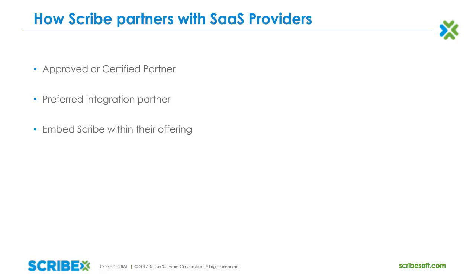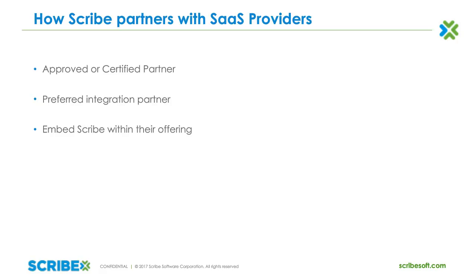We also will partner with some. We may join a program like that, and then we become their preferred integration partner. An example of that is with HubSpot, where their pre-sales team has Scribe demo environments, they're trained on Scribe, and we're their go-to partner when their customers have integration needs.